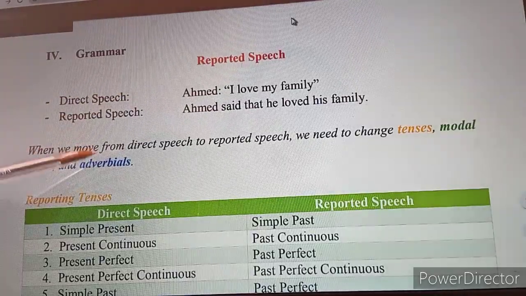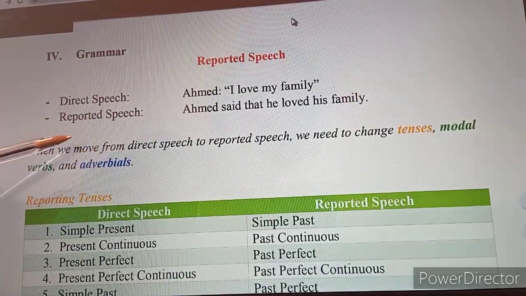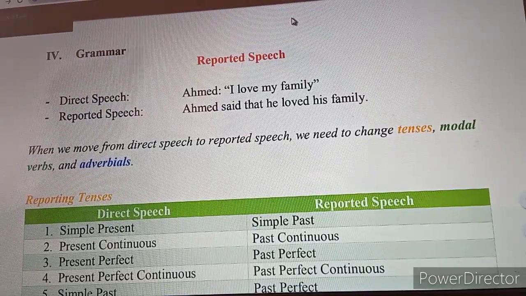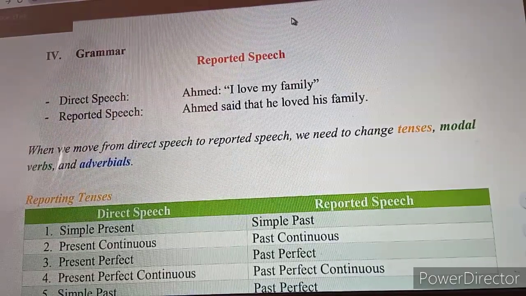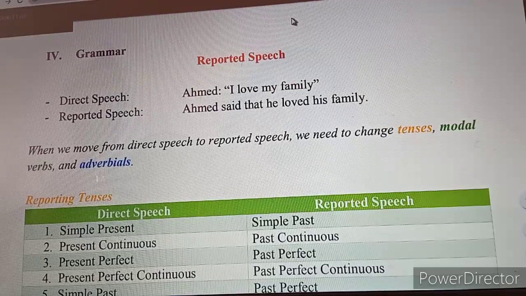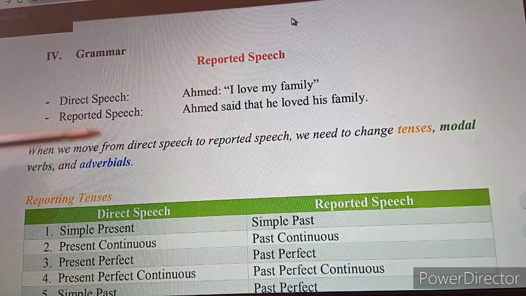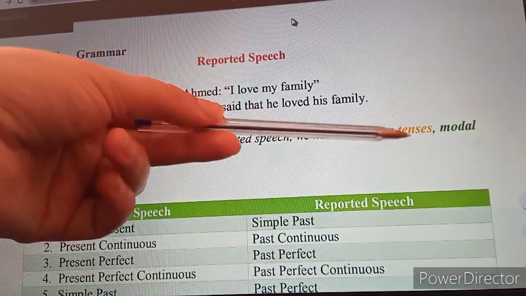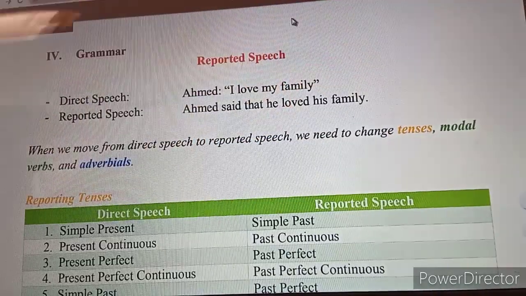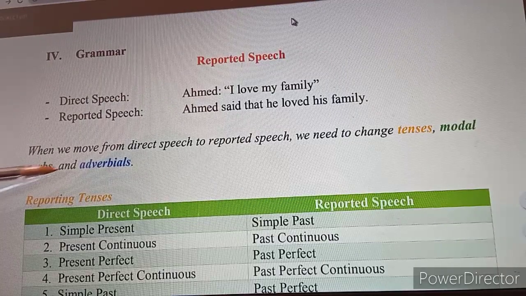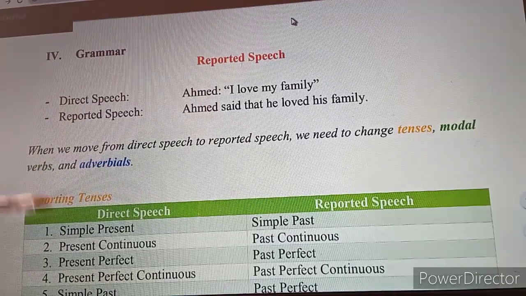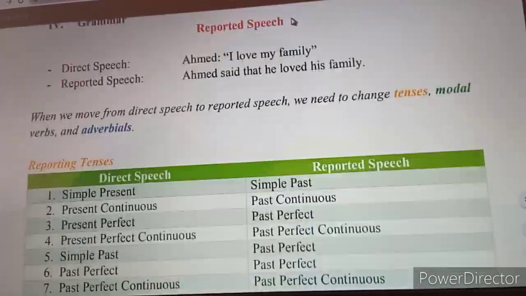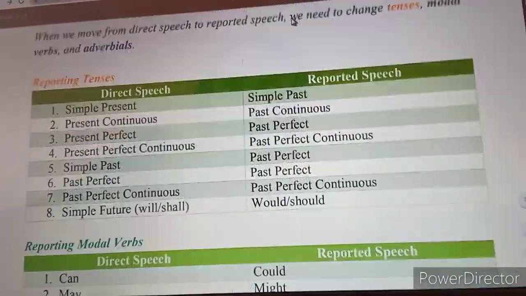So when we move from direct speech to reported speech, there are many changes that happen to the sentence. We need to change tenses, modal verbs and adverbials. Clear? So we will study these changes.